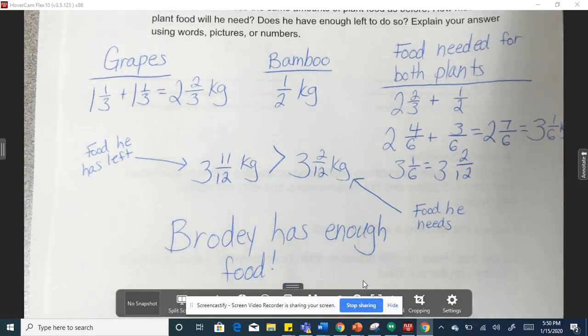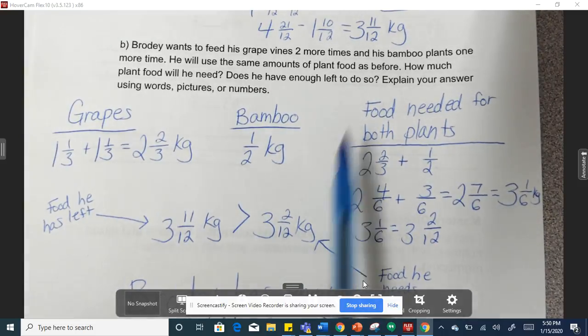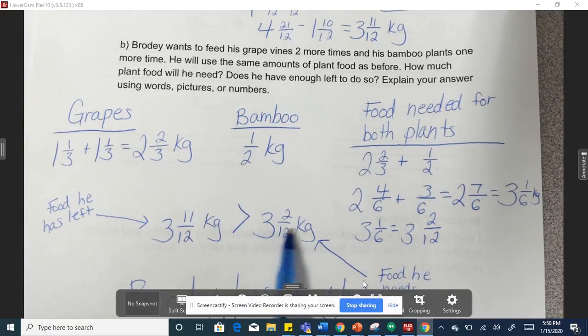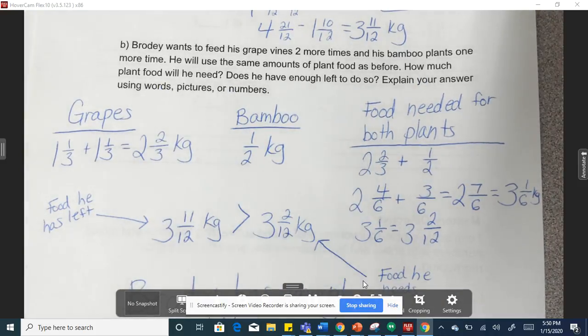Awesome. So let's make sure that we answered all parts of the question, because that was a really long part B. The question was, how much plant food will he need? So it says he needs 3 2/12. So we have that here. We have it over here with 3 1/6. So we have answered that question. It's always good to label. That's one reason I labeled it here, food he needs, because that way when we're checking, we know that we've answered that question.